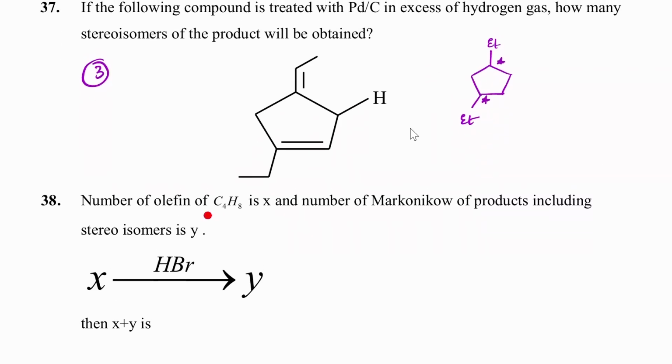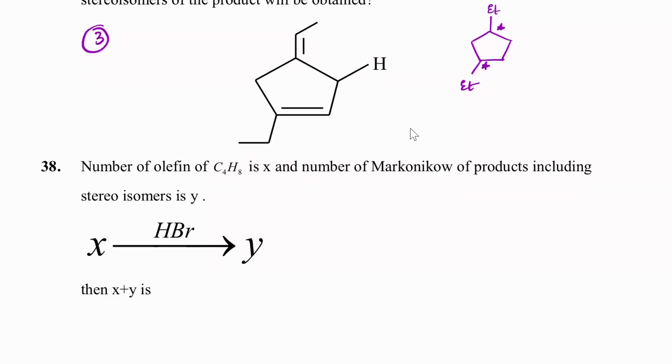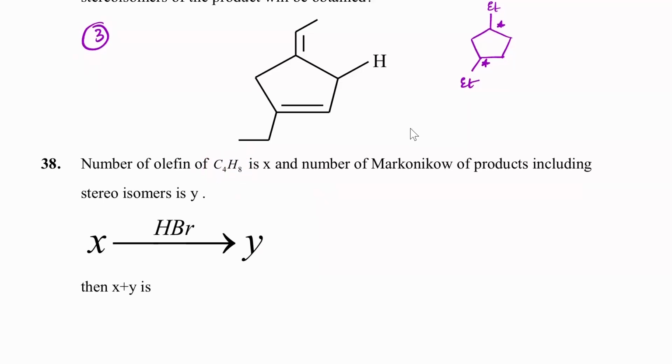Number of olefins of C4H8 is X and number of Markovnikov addition products including stereoisomers is Y. Okay. In C4H8, correct. So H8 means we have only one pi bond, correct. Olefins means we need to have a double bond. So therefore 1, 2, 3, 4, a double bond here. 1, 2, 3, 4, double bond here, correct. So this will have cis plus trans both. But here there is no Markovnikov addition followed because they are symmetrical. Here Markovnikov is followed. Okay.